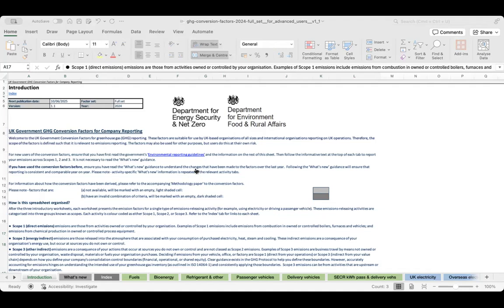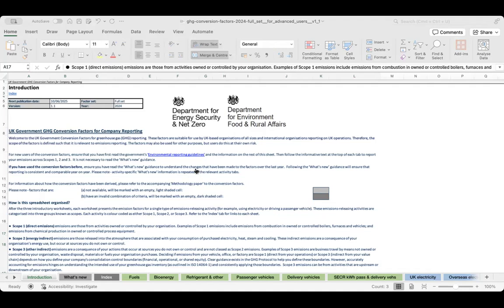Apologies. Now, let me welcome you to the UK government GHG conversion factors for company reporting. This is the tool provided by two institutions in the United Kingdom. One is DEFRA, the Department for Environment, Food and Rural Affairs, and the second is DESNZ, the Department for Energy Security and Net Zero.